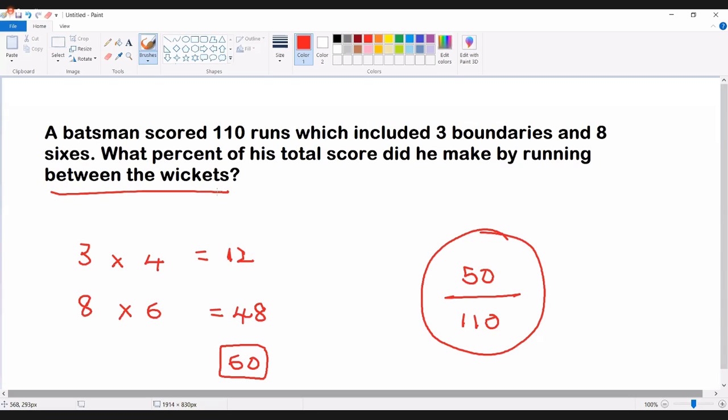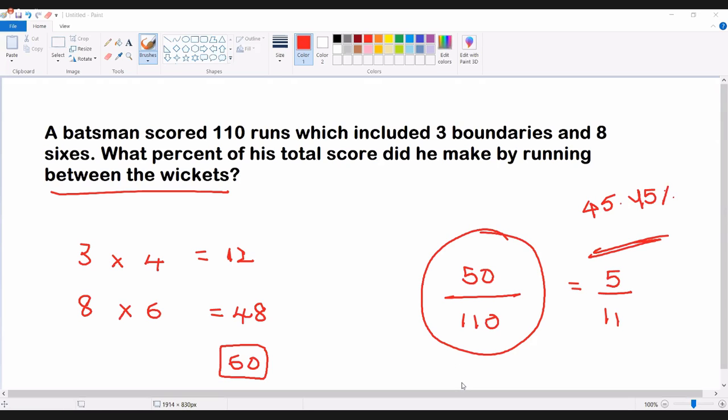What percentage of his score is running between the wickets? So 50 out of 110 is the running between the wickets. So this is 5 by 11. I already told you 1 by 11 is 9.09. 5 by 11 is 9 into 5, so 45.45% is the answer. I hope the answer choice is clear.